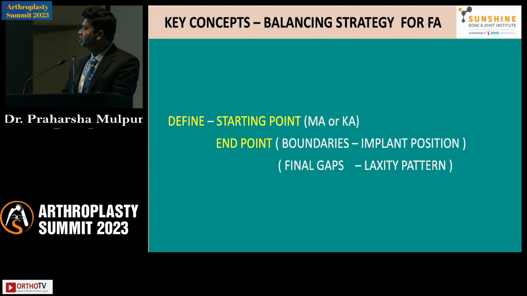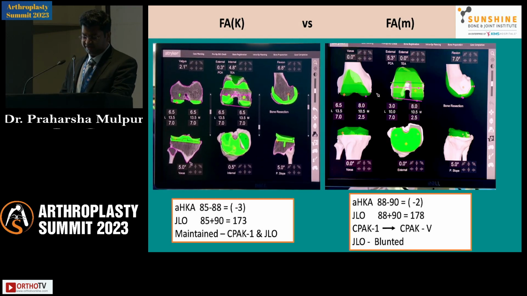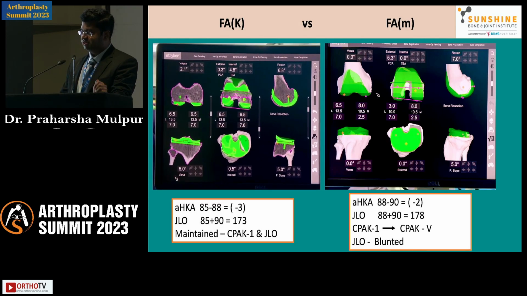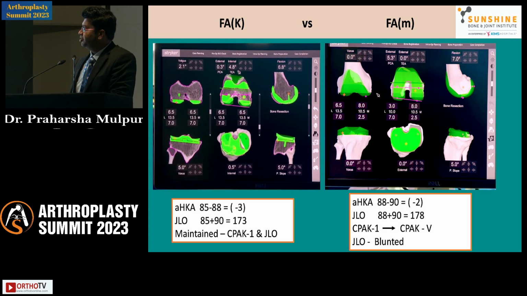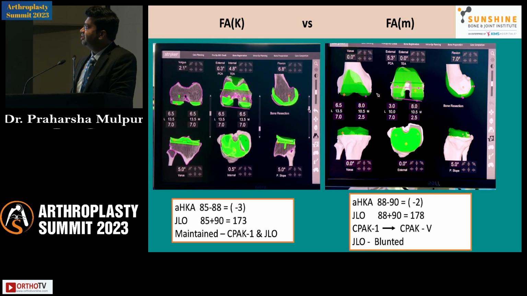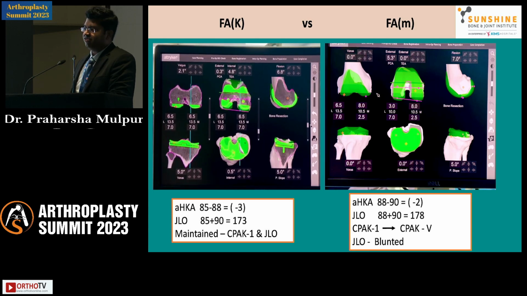So we have to define the starting point, whether it's mechanical or kinematic, and the endpoints based on the final gaps or laxity patterns. So you can see on the left, you're looking at a functional alignment which is starting from a kinematic start point. In this, you can see the tibia is at 5 degrees of varus and the femur is at 2 degrees of valgus. So that is giving us a HKA of 3 degrees.